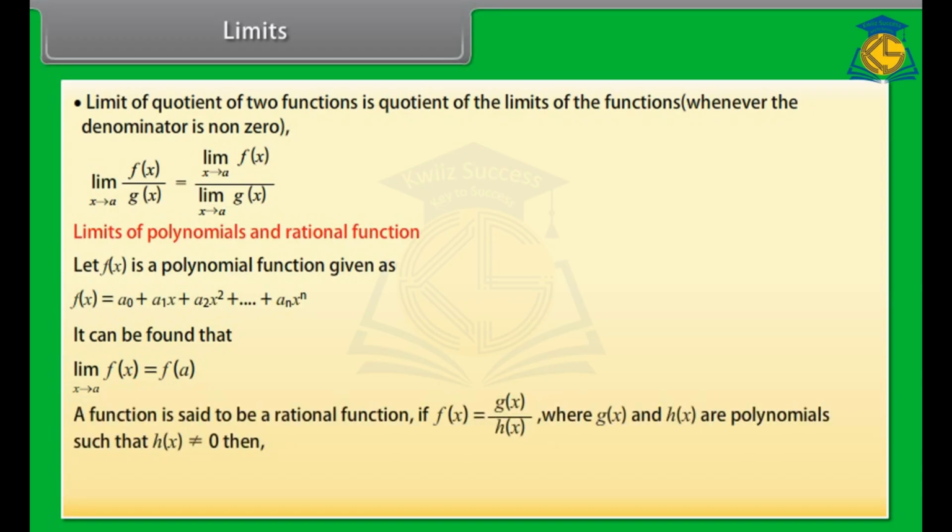The function is said to be a rational function if f(x) is equal to g(x) upon h(x), where g(x) and h(x) are polynomials such that h(x) not equals to 0. Then limit x tends to a of f(x) is equal to limit x tends to a of g(x) by h(x) is equal to limit x tends to a of g(x) by limit x tends to a of h(x) is equal to g(a) by h(a).